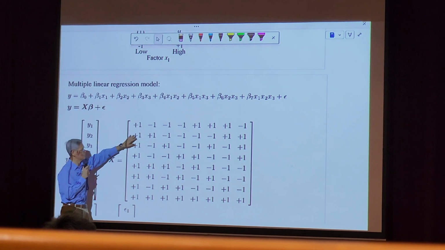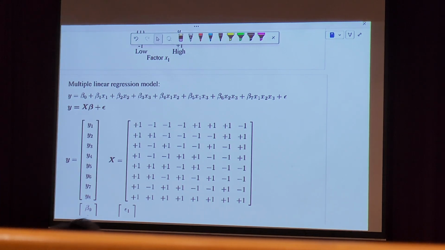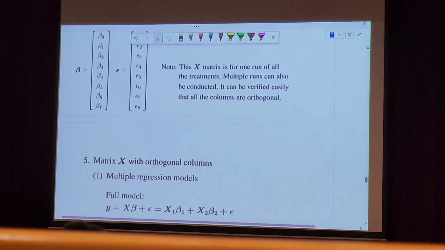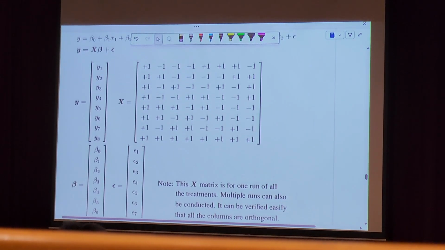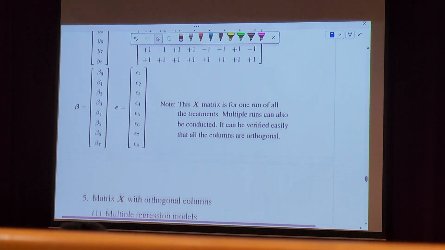So this is all the high setting. So this one has some high and low, and so on. So this is an example where I have orthogonal regressor variables. Because if you multiply any two columns, the dot product is 0. They are orthogonal. Any two columns orthogonal. So by design, it is possible.